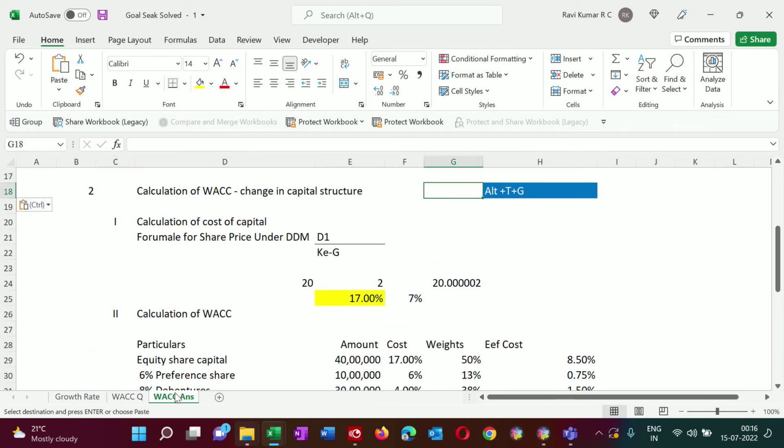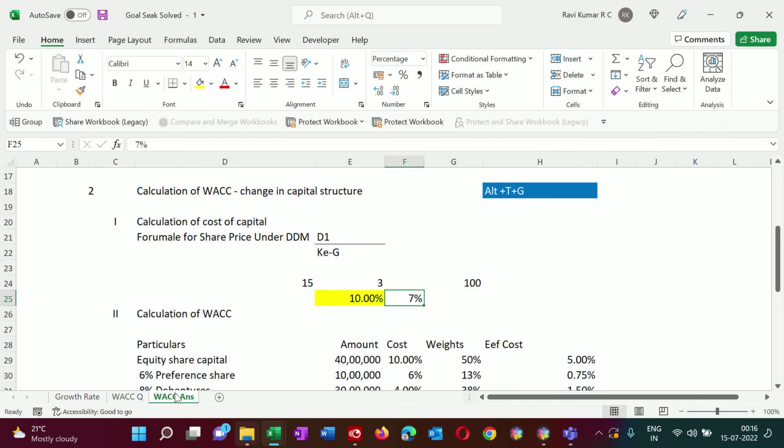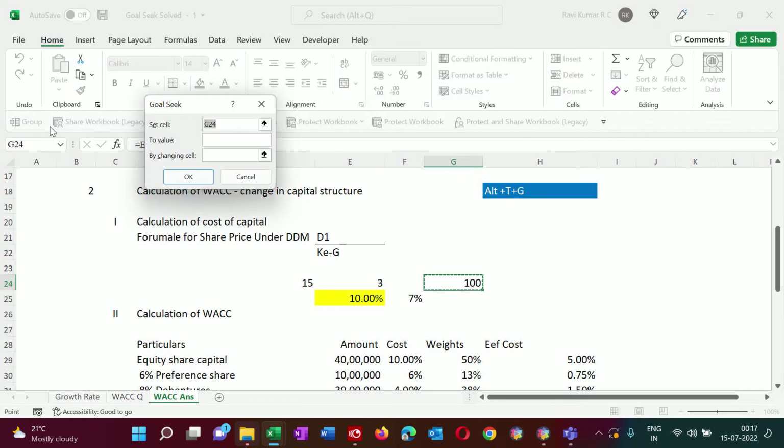So now they told the price will be 15 rupees and dividend will be 3 rupees. So we don't know what Ke is. Presently I've taken it as 10%, and growth rate will remain as 7%. If it is 10%, then it is showing as 100 rupees, but I want it to come as 15 rupees. I'm going to apply Alt G, that is called Goal Seek. My cell is G24. That's where I put the formula.